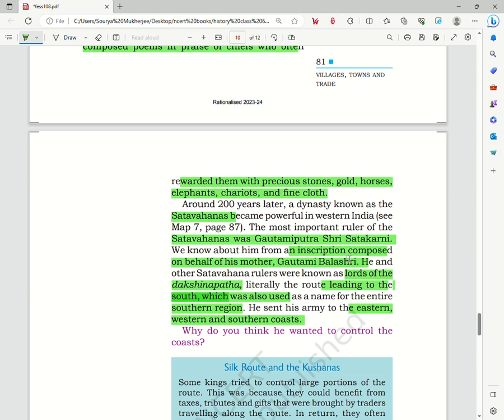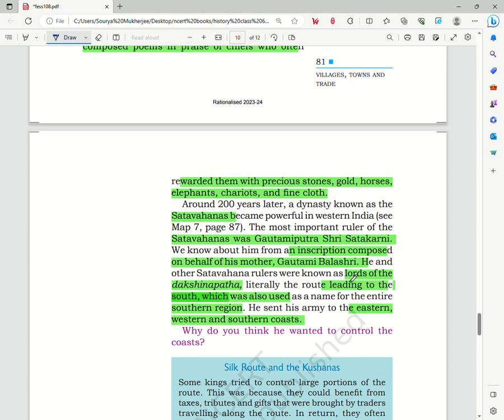You can search about this inscription on the internet. I think this is the Aihole inscription of Gautamiputra Sri Satakarni. You can look it up on the internet about this particular inscription.